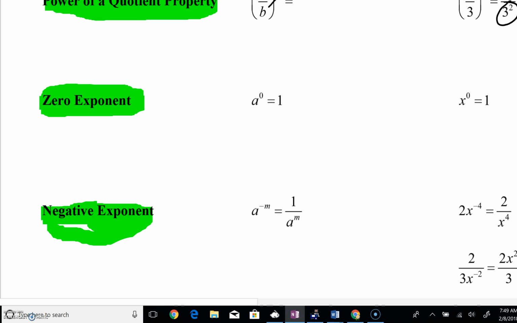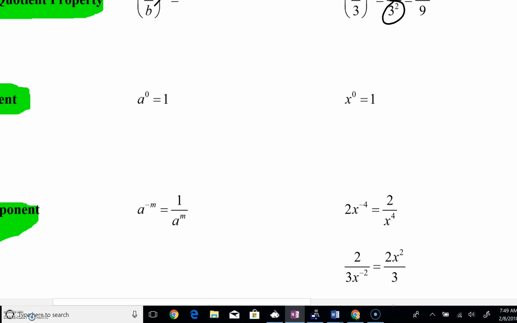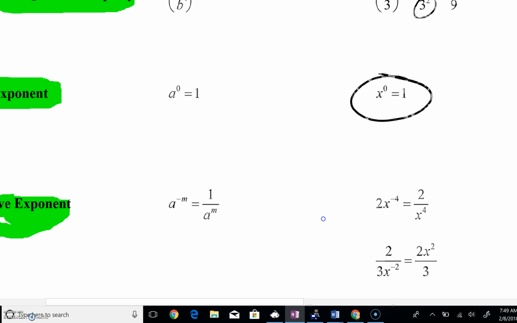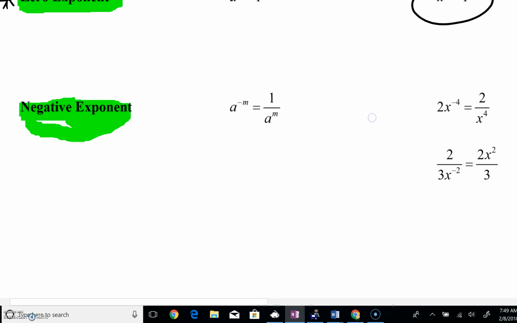The zero exponent property. Wow, this is important. If you take any non-zero number to the 0 power, you get 1. If you had x to the 0, for example, it's just a 1. Okay? And there's one final property we're going to talk about.